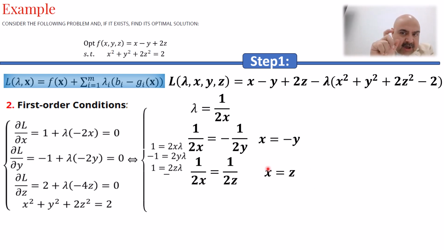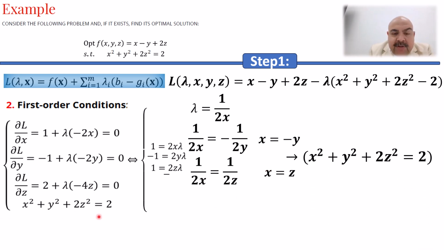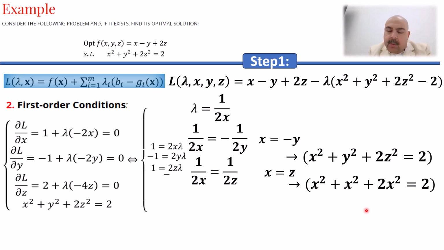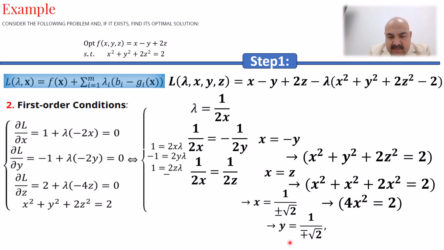Of course, I will use them and make a substitution in the constraint function, which is x squared plus y squared plus 2z squared equal to 2. Once we do this substitution, we will have that 4x squared equal 2, that's x squared equal half, and that leads to x equal to 1 over positive or negative root 2. That's y will be 1 over negative and positive root 2, and the z will be exactly the same. Here is the values of y. Remember that it has negative sign, so this is why the signs are replaced. And for z, it's going to be the same.